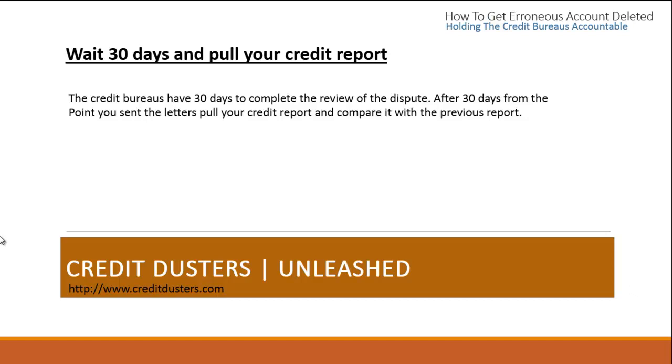Now, it's the waiting process. The credit bureaus have 30 days to complete the review of the dispute. After 30 days from the point you sent the letters, repull your report and compare it with the previous report. Now, obviously, this means that you have had to have kept a copy of your previous report and that you have the ability to have it repulled from a similar place. In other words, if you went and got a loan or were attempting to get a loan, you may need to have that mortgage lender or bank or car dealer repull your report. And really, you need all three bureaus and all three credit scores. We're assuming that you're going to have access to those things. So there you go.